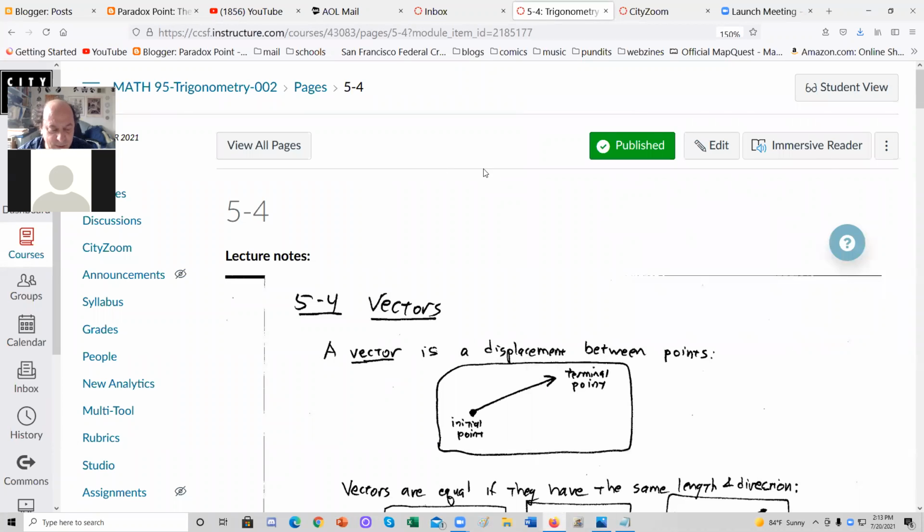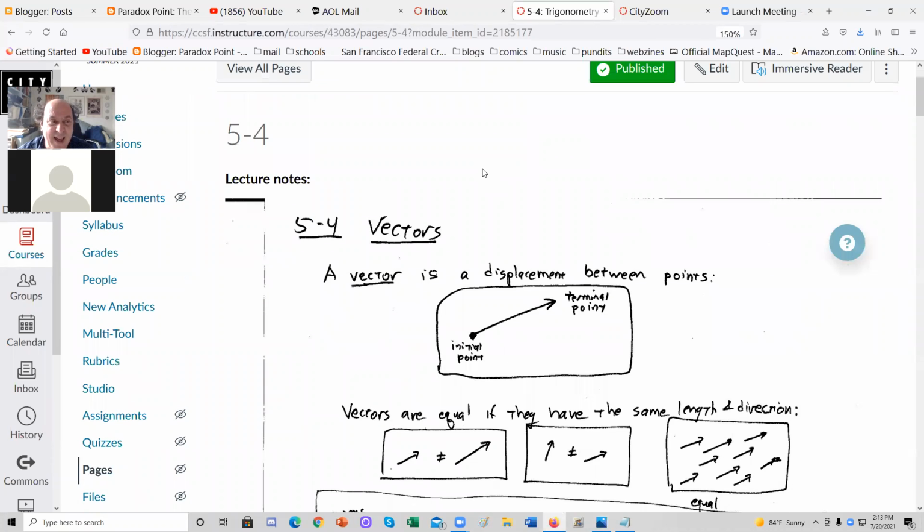All right, for today, we cover vectors. I have to say this has only a little bit of trigonometry. This section is mostly about what's called linear algebra. So we proceed anyhow. A vector. It's a displacement between points. Think of it as a move from here, the initial point, to here, the terminal point. It's usually denoted by this little arrow.